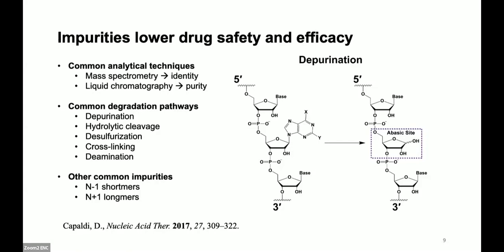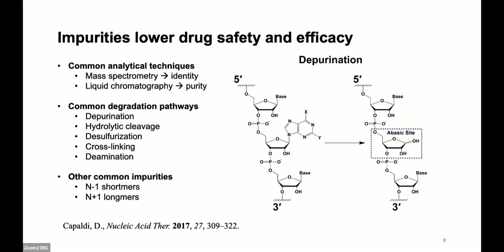For those of you who work with nucleic acids, you are, I'm sure, very aware of the many degradation pathways that they can go through. One of the most dangerous would be depurination, shown on the right, which results in an abasic site. So these types of impurities are very harmful to the patient and need to be characterized. Although some of these other forms of degradation aren't necessarily dangerous to the patient's health, they lower the overall drug efficacy and therefore should not be ignored.